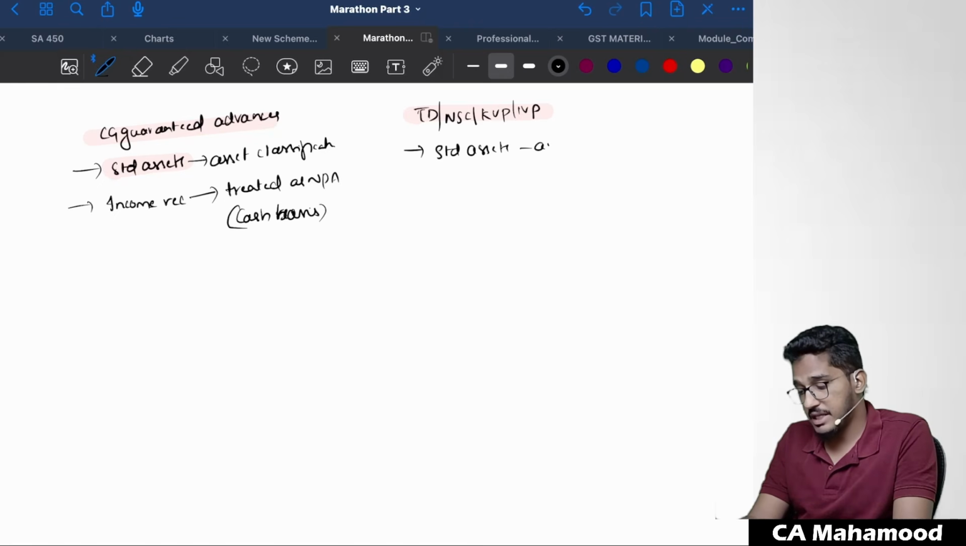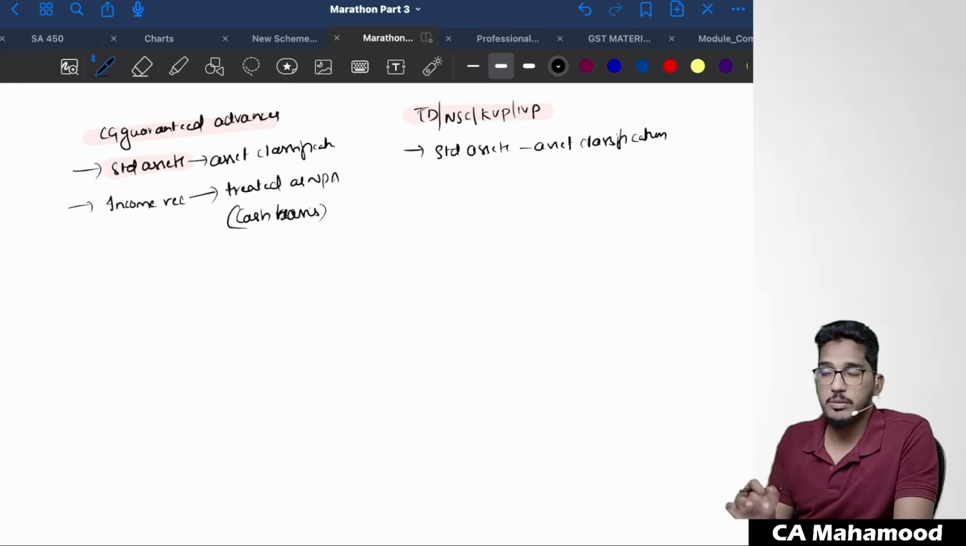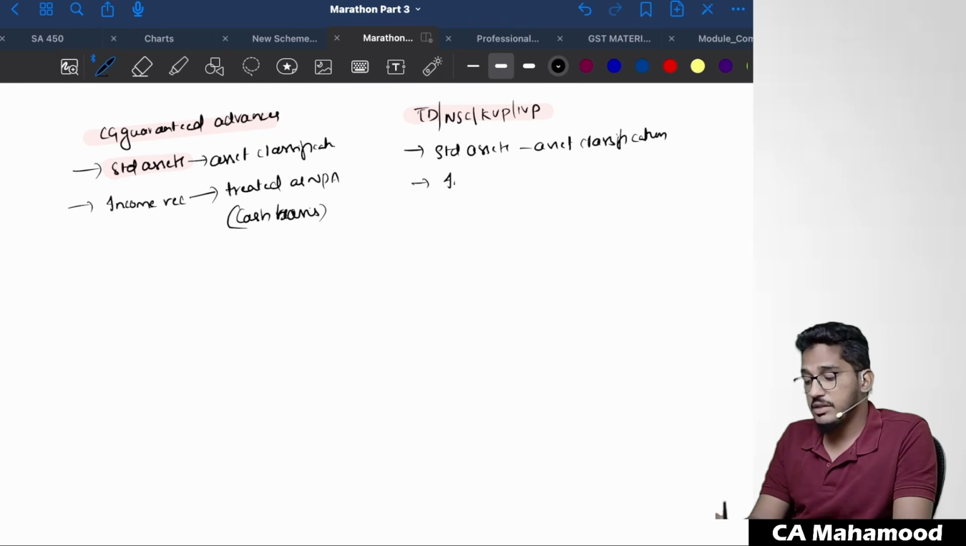For asset classification, they will remain under standard category only, provided sufficient margin is available. If sufficient margin is available, even though it remains overdue for more than 90 days, no need to classify it as NPA. But here, for income recognition also, we will treat it as standard only. That means income we can continue to recognize on accrual basis, no need to recognize on cash basis.